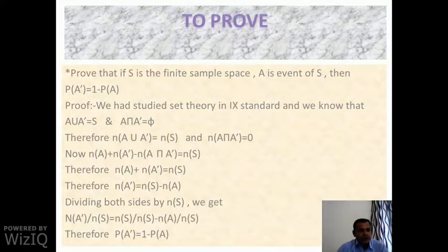Therefore, N of A union A dash is equal to N of S, and N of A intersection A dash is 0. Now we know N of A plus N of A dash minus N of A intersection A dash is equal to N of S. Therefore, N of A plus N of A dash is equal to N of S, since N of A intersection A dash is 0. Therefore, N of A dash is equal to N of S minus N of A. Dividing both sides by N of S, we get N of A dash divided by N of S is equal to N of S divided by N of S minus N of A divided by N of S. Therefore, P of A dash is equal to 1 minus P of A.